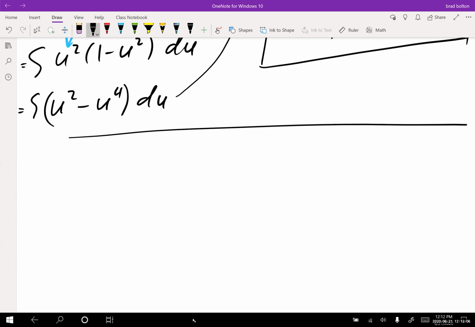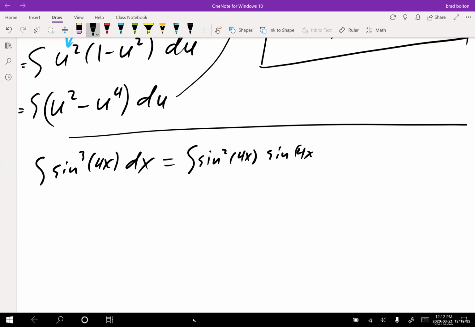So let's look at another problem. Oh, this one's a little bit harder. So this one is the integral of sine cubed of 4x dx. Now here's the thing. It's an odd power. So once again, I'm going to rewrite it as sine squared 4x times sine 4x dx. So it's still basically using a similar idea from last time, but it looks nicer, but I think this one's actually harder.